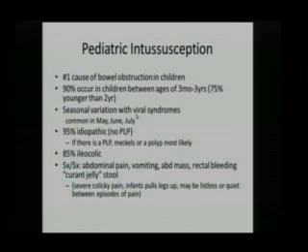The other sources of this are a Meckel's, which doesn't make sense to me, just based on anatomy. I don't understand how that necessarily intussuscepts. Or a polyp. Children can have polyps too. But just about all of them are going to be ileocolic. So they'll present with colicky abdominal pain, probably some vomiting, because this is essentially a bowel obstruction.